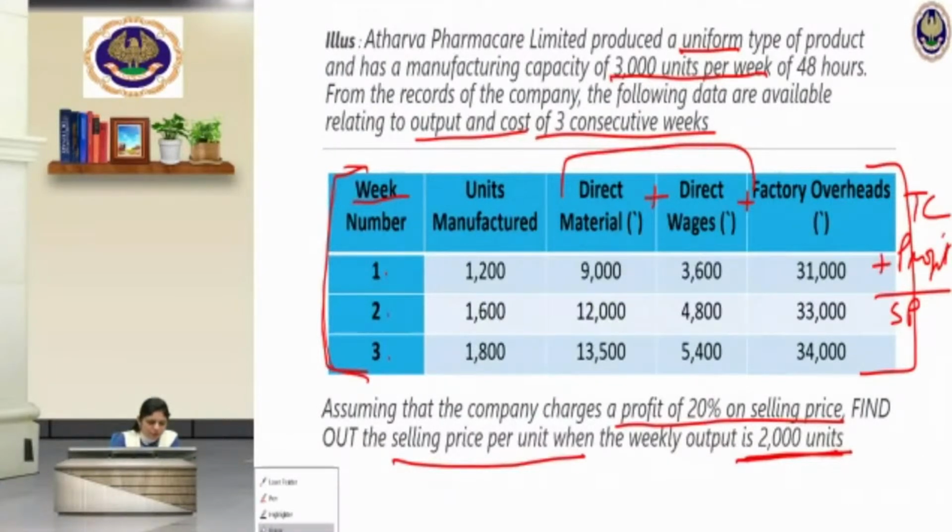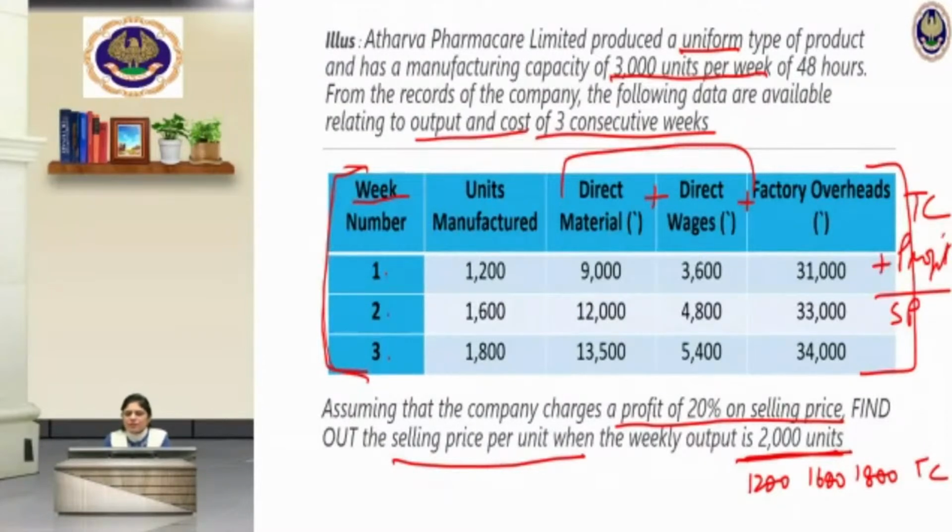Try to do the question. So for 1200, for 1600, for 1800, and the total cost also, because you have to find out the selling price per unit. You need the total cost.